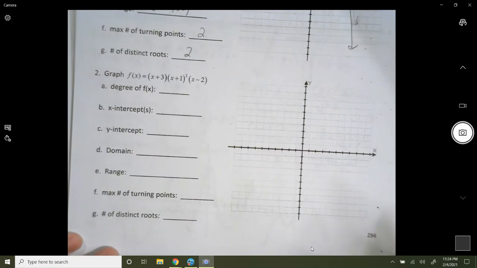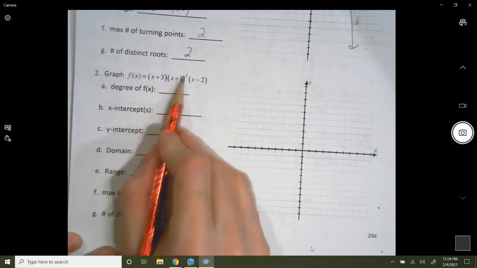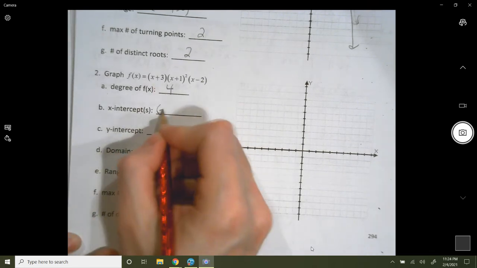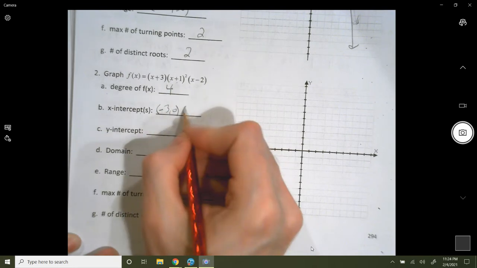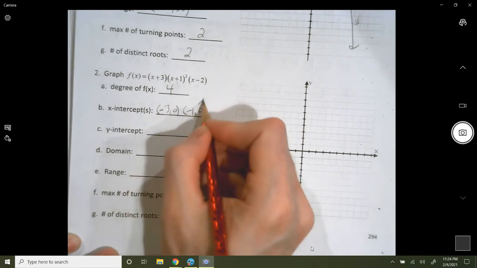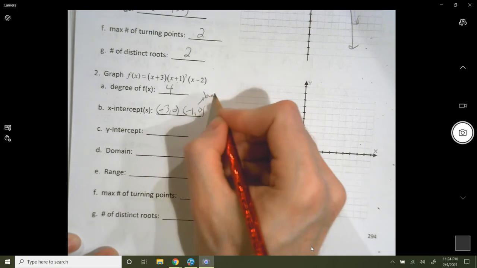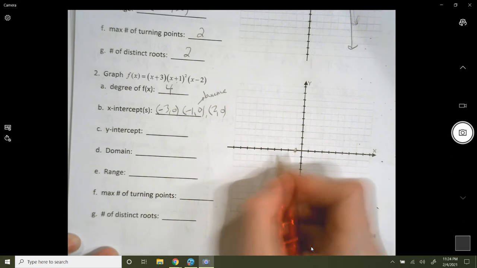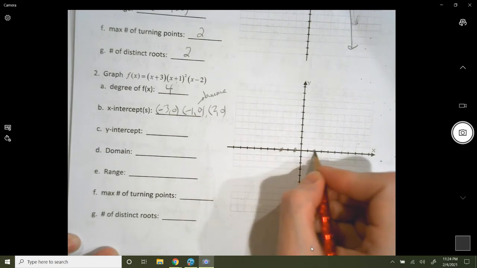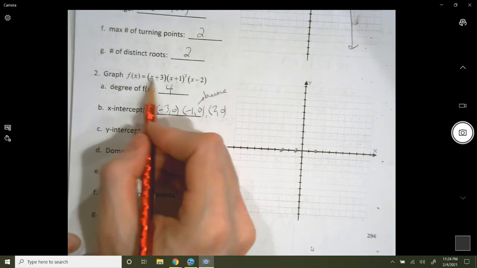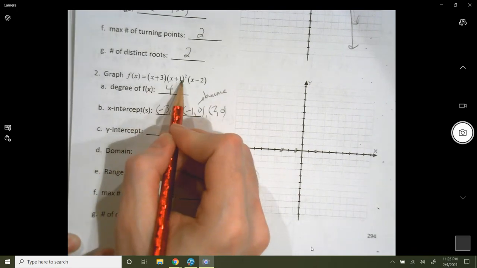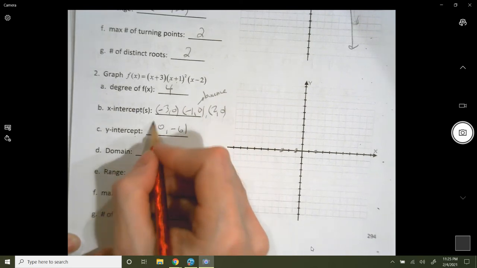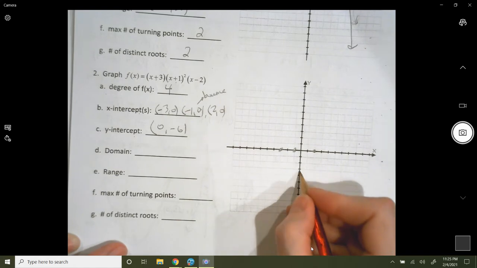Okay, the degree of the function, there's 1x, there's an x squared, and another x, so it's 4th degree. X-intercepts at negative 3, 0, negative 1, 0. This one's a double. So there's going to be a bounce. And then at 2, 0. So at negative 1, 0, I've got a bounce. At negative 3, 0, and at 2, 0. Y-intercept, if I plug in 0 for x, I'm going to get 3 times 1 squared times negative 2. That's going to be negative 6. 0, negative 6, 1, 2, 3, 4, 5, 6.